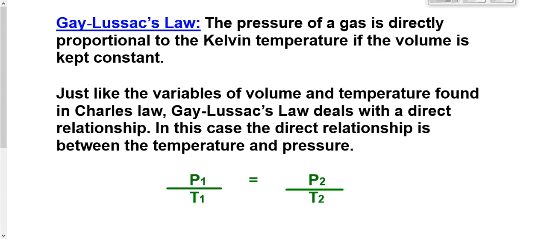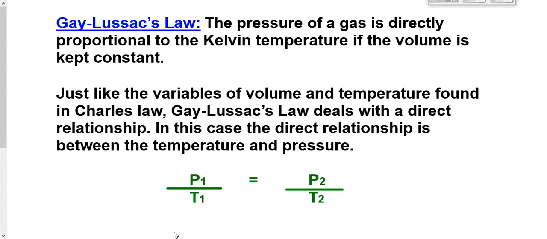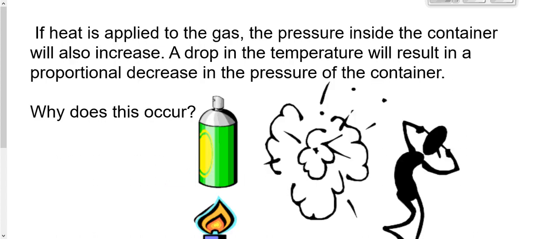So just like the variables of volume and temperature found in Charles's law, Gay-Lussac's law deals with a direct relationship. And for direct relationships, we divide. Mathematically, we are looking at P1 over T1 equals P2 over T2. Now, if heat is applied to the gas, the pressure inside the container will also increase. And the drop in temperature then causes the pressure to decrease.